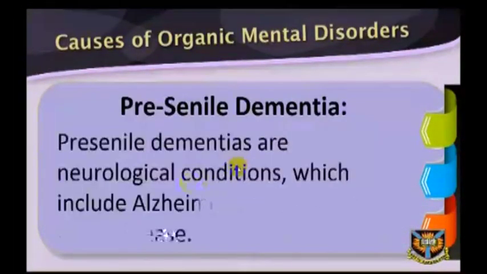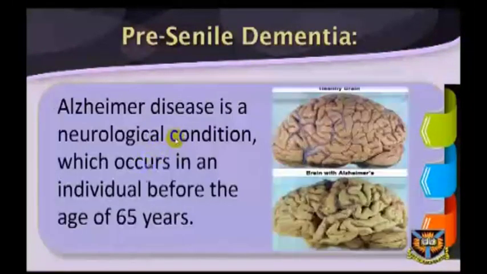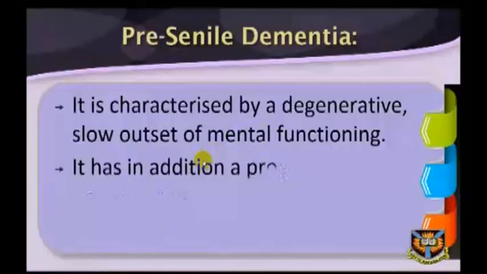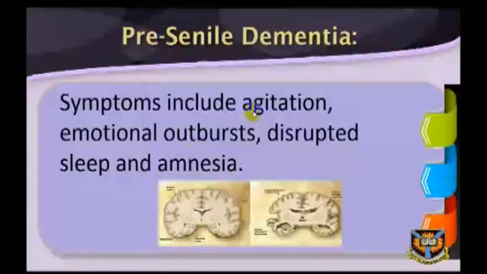Presenile dementia. Presenile dementias are neurological conditions which include Alzheimer's disease and Pick's disease. Alzheimer's disease is a neurological condition which occurs in an individual before the age of 65 years. It is characterized by a degenerative, slow onset of mental functioning. It has, in addition, a progressive deteriorating course. Symptoms include agitation, emotional outbursts, disrupted sleep, and amnesia.